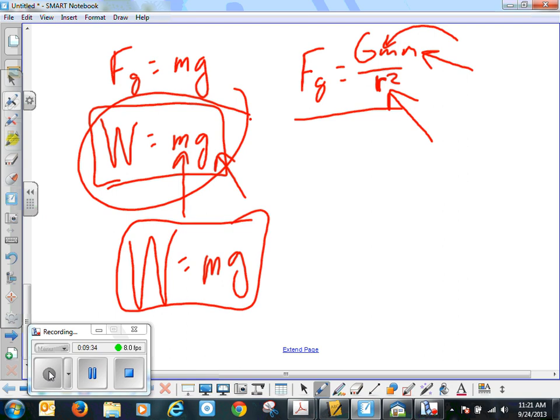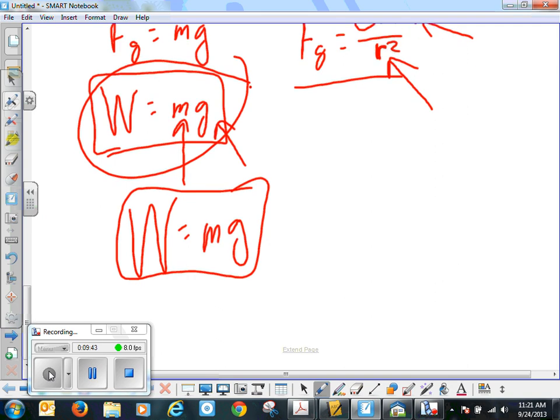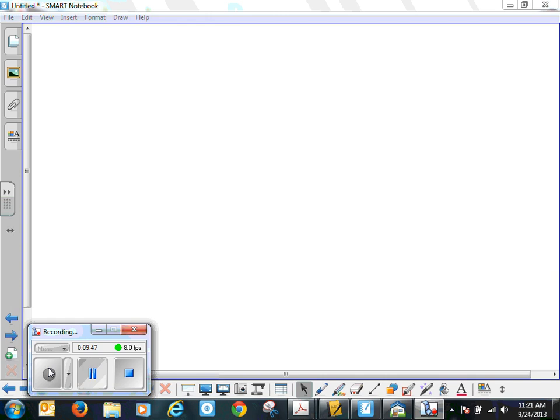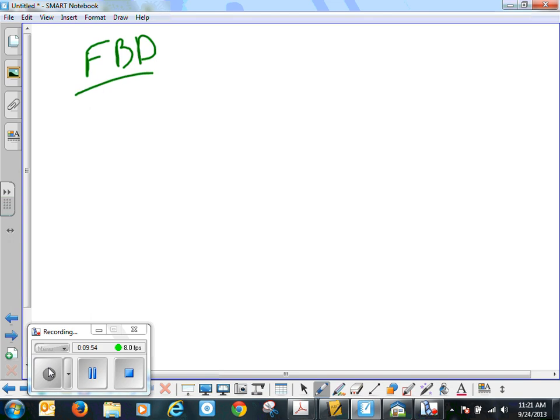Okay, so we need to look at what we call free body diagrams. Okay, so this is a big one. These are always part of the AP test. Free body diagram. Okay, so kind of the rule for this is you draw all the forces acting on an object.